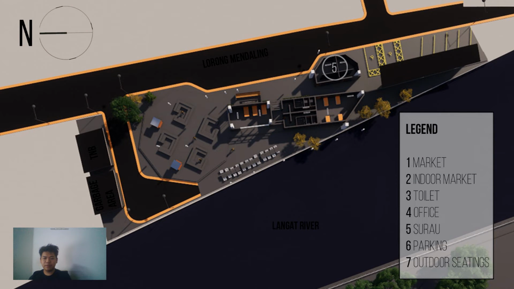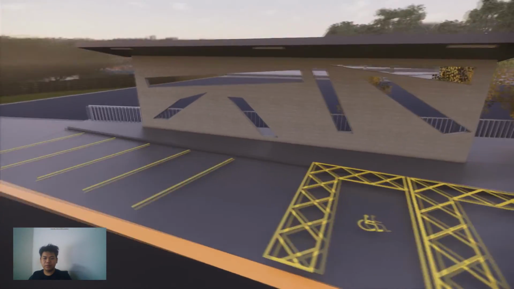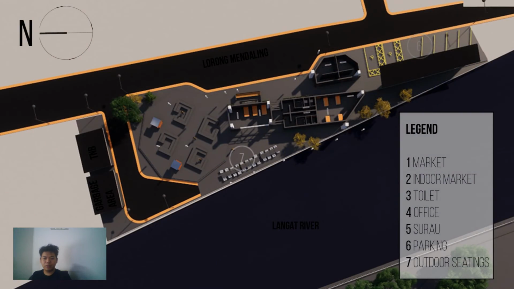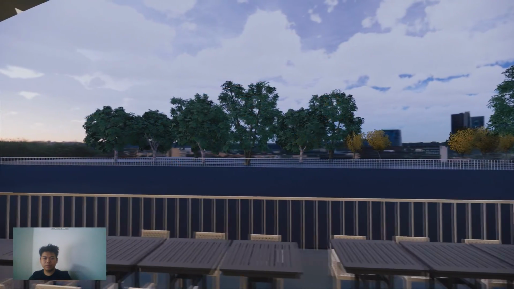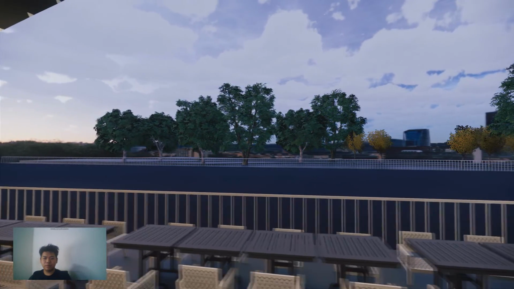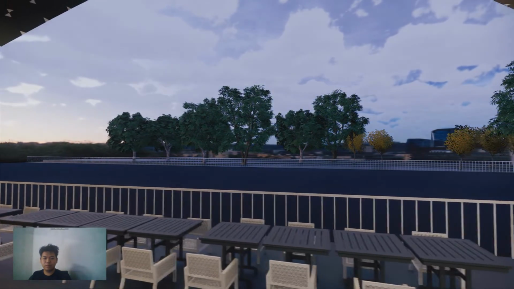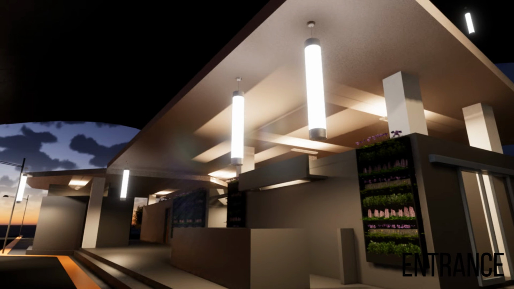Surau for Malay prayers. Parkings, all the car parks will be parked here. And outdoor sittings. All these outdoor sittings will be used for the public. These are some views of my market in the final rendering.